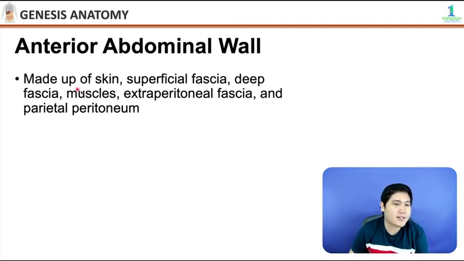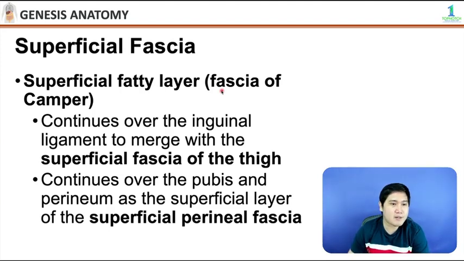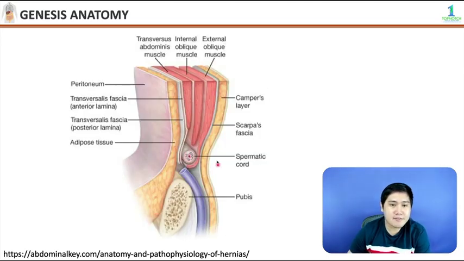Yung skin, we already discussed in the first part of this discussion. So we'll go straight to the superficial fascia. Your superficial fascia is still further divided into two. You have a superficial fatty layer, or what we know as the Camper's fascia. So it is continuous over the inguinal ligament, and merges with the superficial fascia of the thigh, and over the perineum, to continue as the superficial perineal fascia. So basically, it is the fatty layer. The fatty layer is the Camper's fascia.